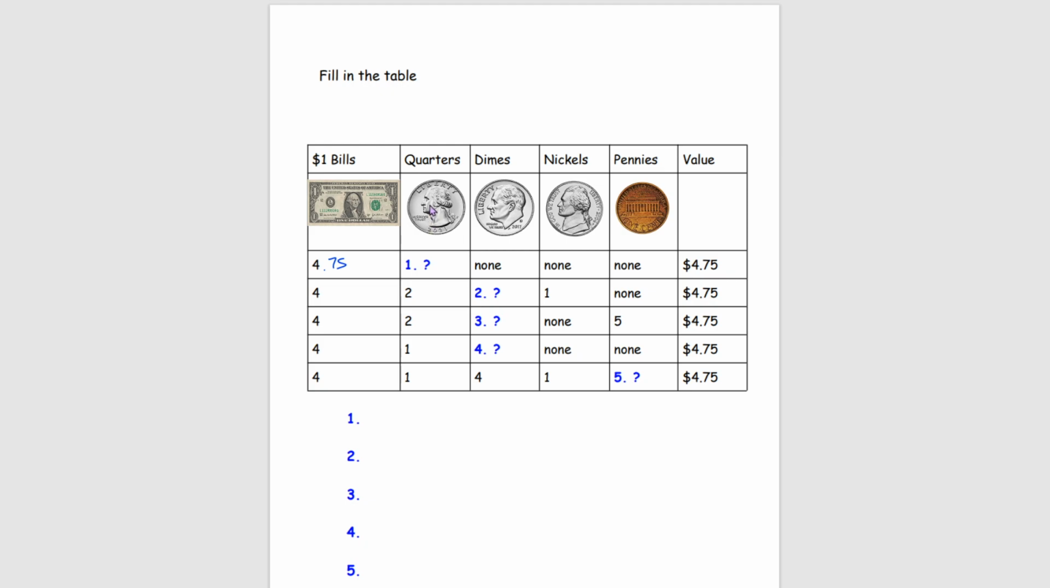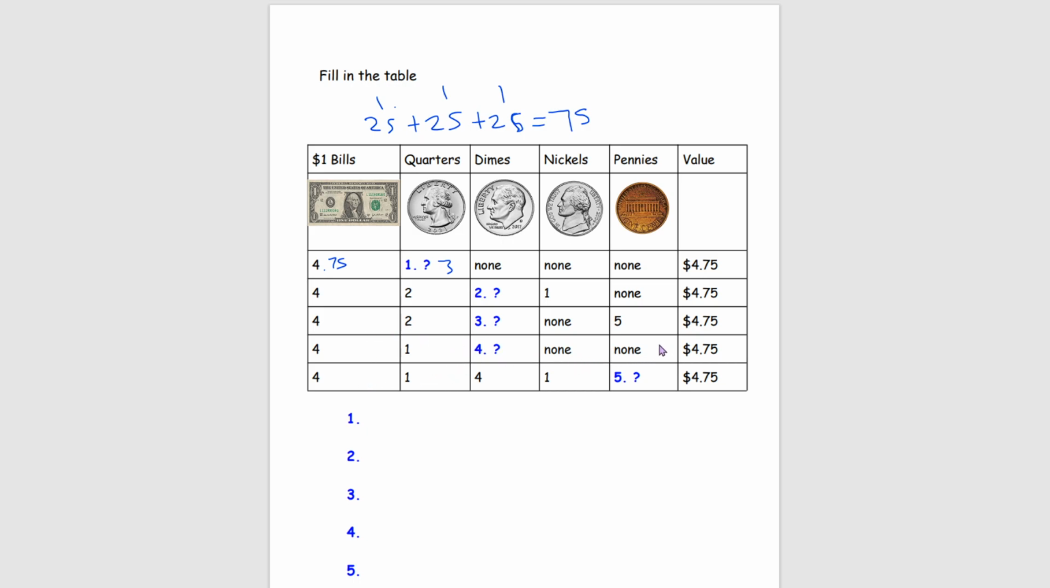In order to get that, we need to get the amount of quarters. And we know that a quarter is 25, and we're missing 75 cents, so we can do 25 plus 25 plus 25, and then we realize that that gets us 75, which is our missing value. So we realize that there's 1, 2, 3 quarters, and that means our answer for number 1 is 3 quarters.